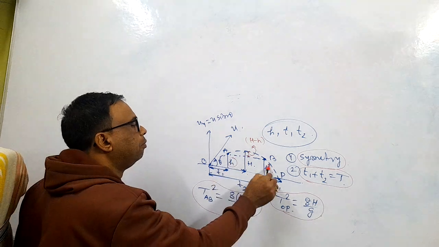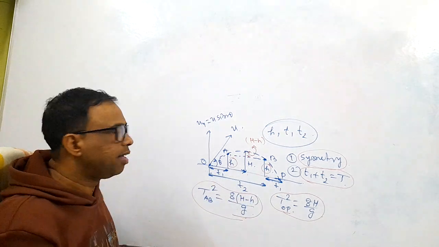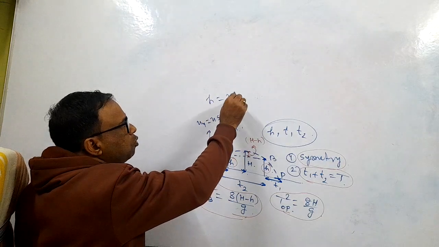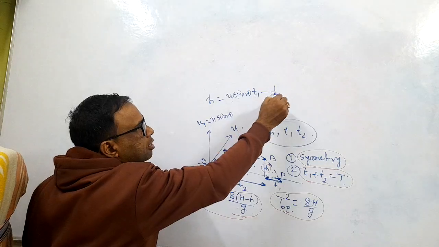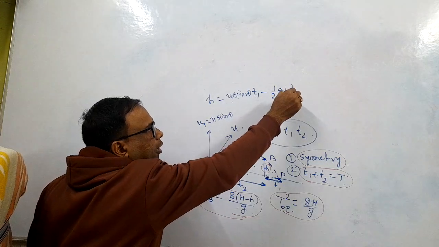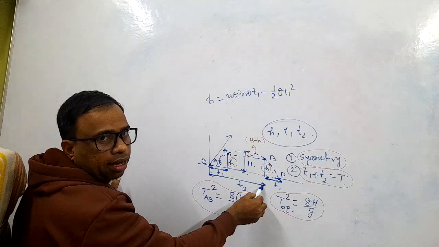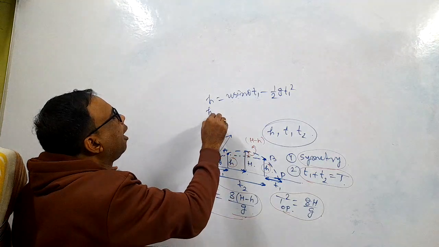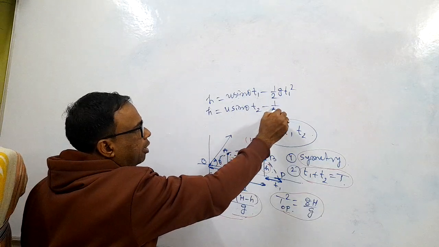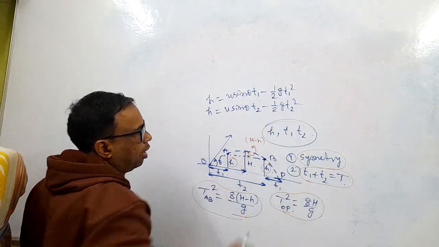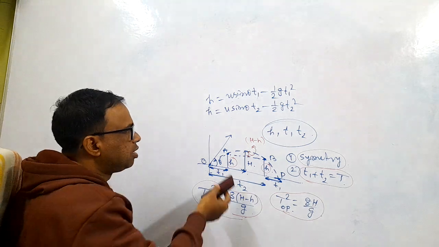Now the fifth concept: H is the same. What can you do with H being the same? H equals u sin theta into t1 minus half g t1 square. Again, up to t2 second, H is the same, so again H equals u sin theta into t2 minus half g t2 square. Very easy equations, using s equals ut plus half at square.